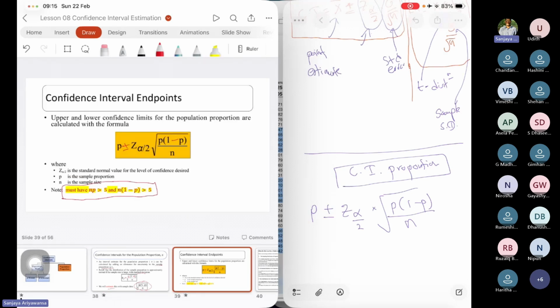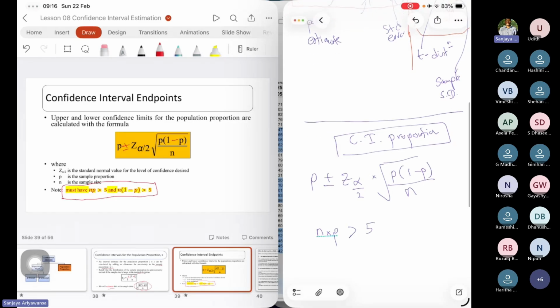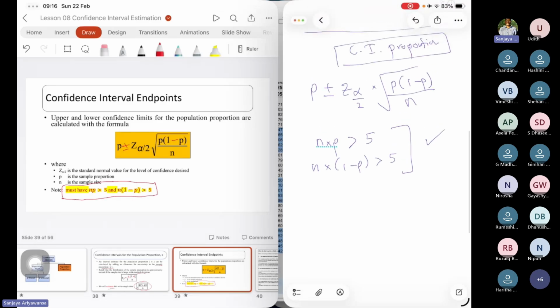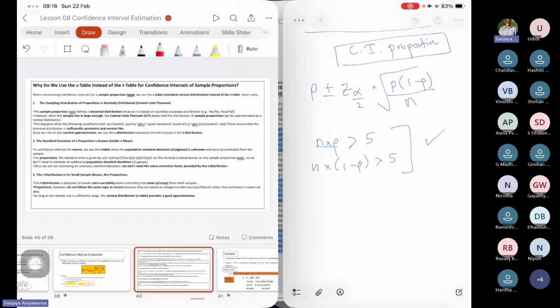There's a small caveat, which is this over here. When we are looking at an example, you must always calculate the sample size times the sample proportion and see whether it's greater than 5. And you have to calculate the sample size times 1 minus the sample proportion and see whether it's greater than 5. You have to see whether these two conditions are satisfied, because only then can we use the Z distribution. And I've given you the reasons over here.